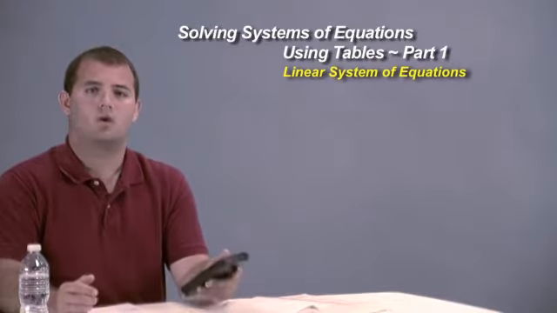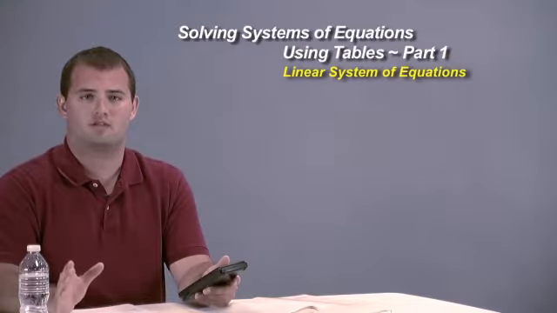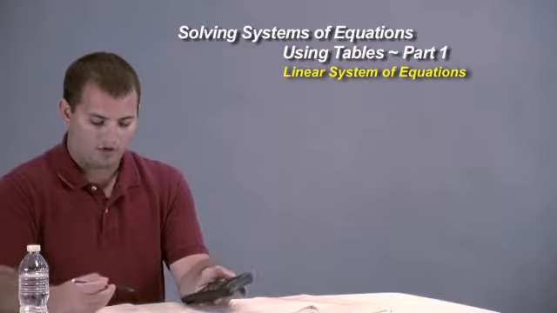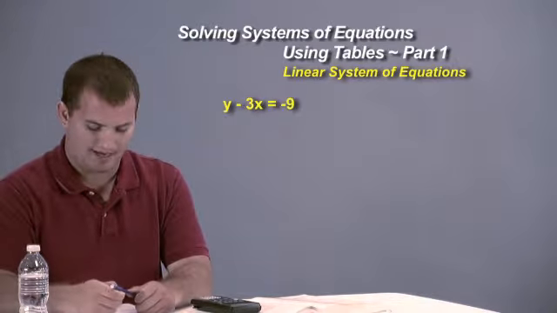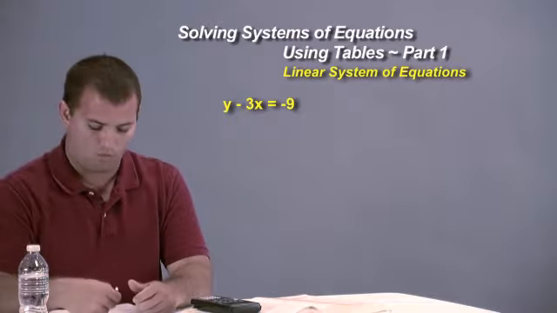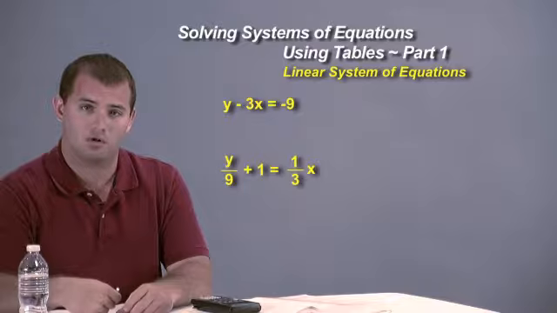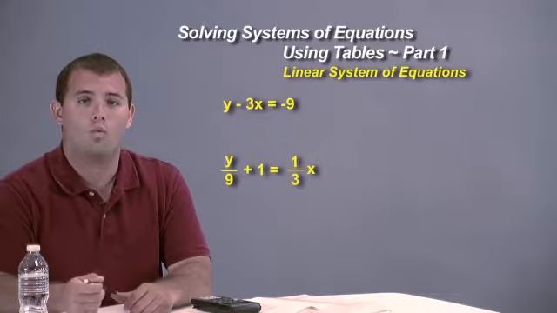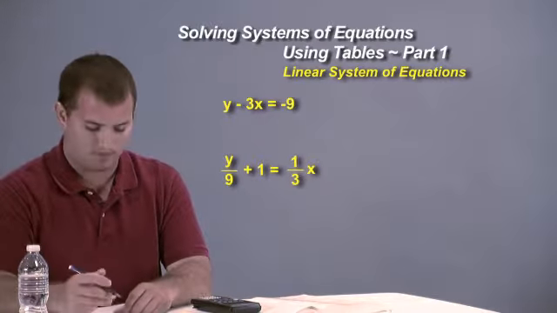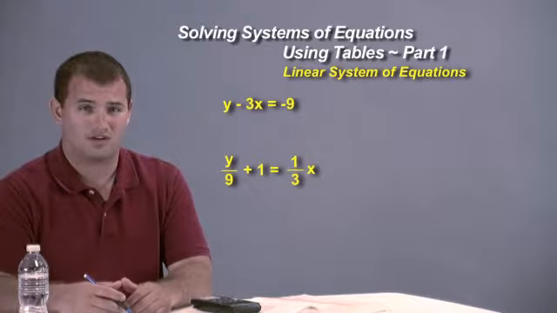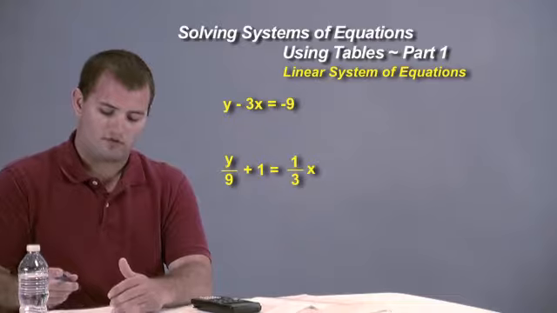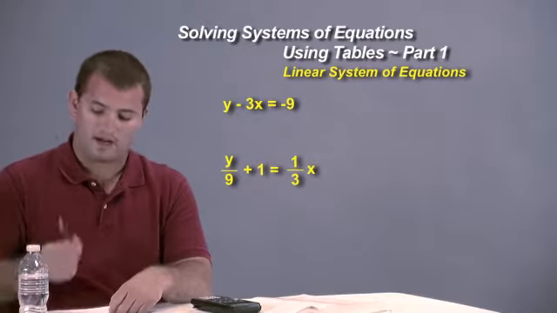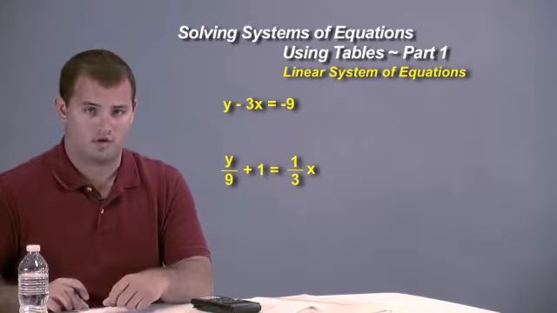Okay? Here's one last linear system of equations example. We have two equations. One is y minus 3x is equal to negative 9. The second equation is a bit clunky, but it's y divided by 9 plus 1 is equal to 1/3 x. Now we can't plug these into our calculator straight off because they're not y equals, and we have to solve both of them. So for the first one, let's solve for y, and I switched to my blue pencil because my green one wasn't cooperating.